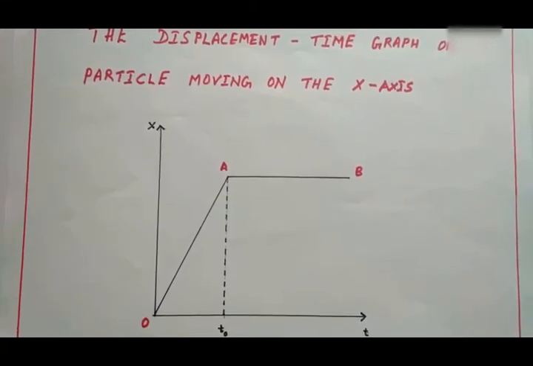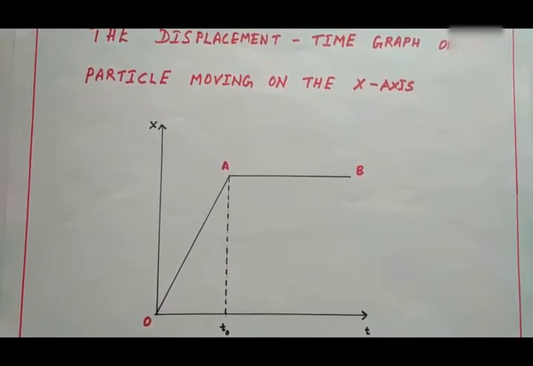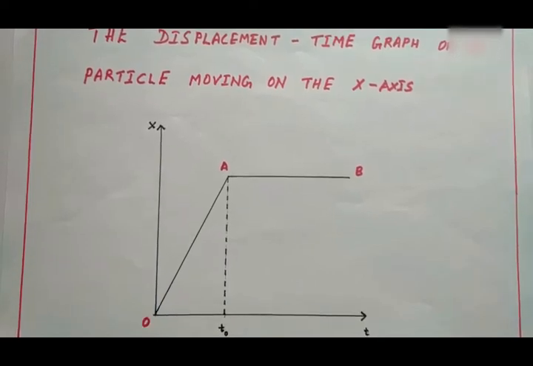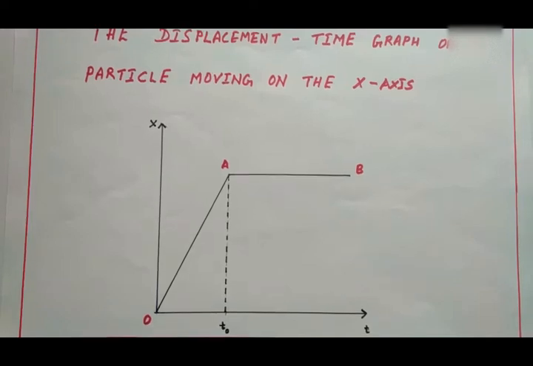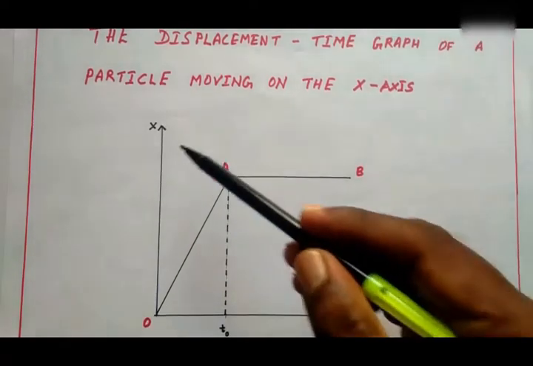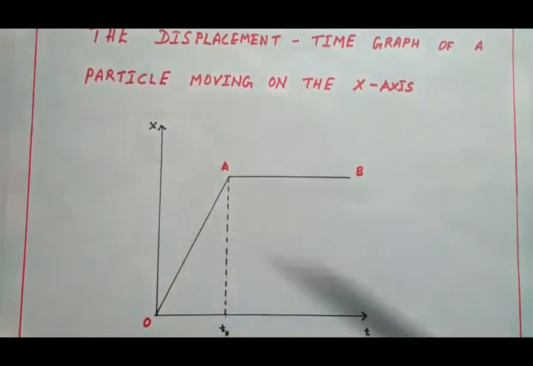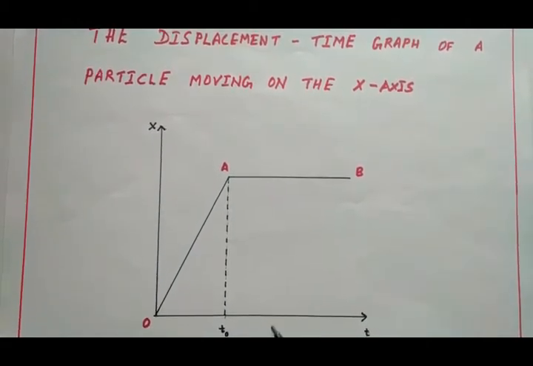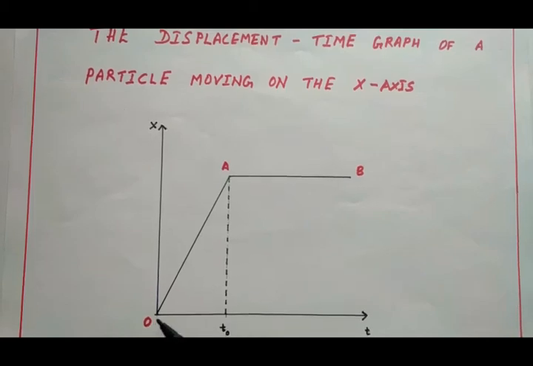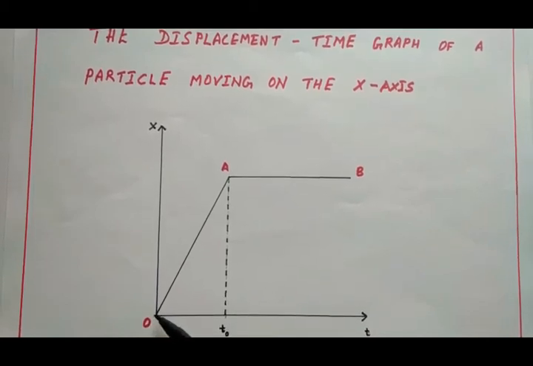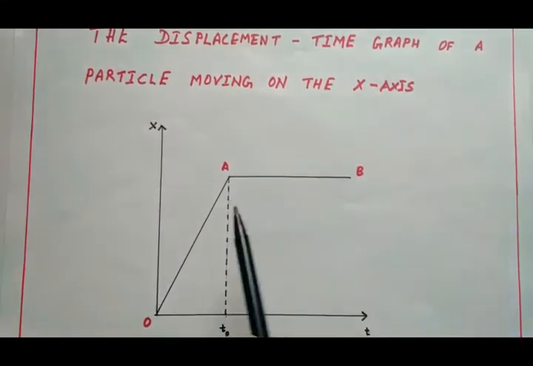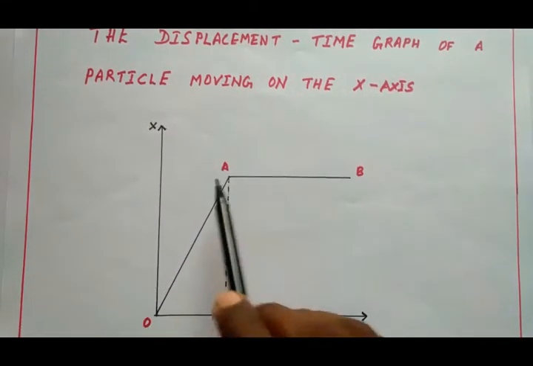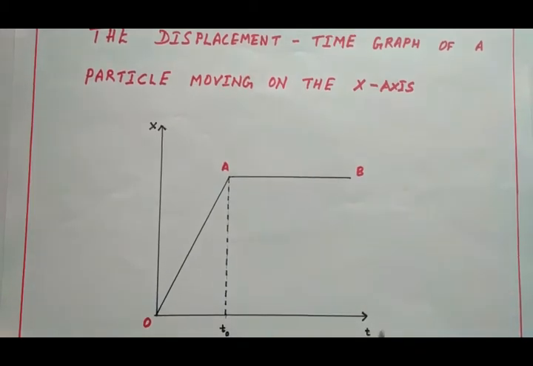In this video, we are going to see the displacement time graph of a particle moving on the x-axis. On the y-axis it is the displacement, and on the x-axis we are representing the time. So what happened? In the graph we have one linear region and a flat region that is parallel to the time axis.